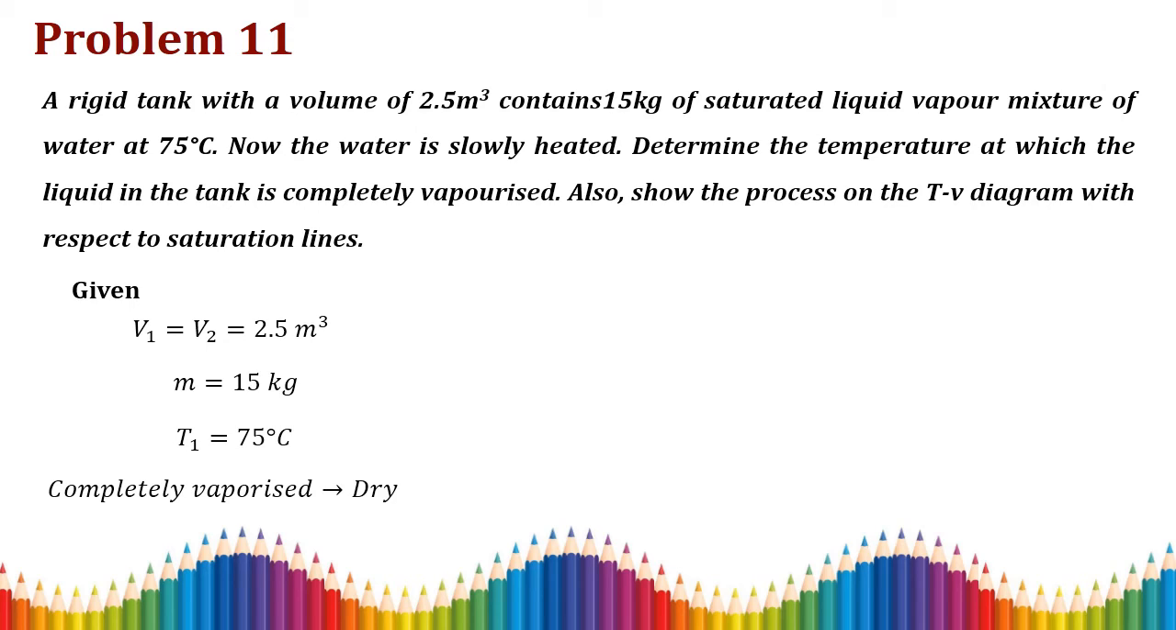So initially the mixture is water, and then it is heated in the second stage. So T1 is equal to 75 degrees Celsius. Determine the temperature at which the liquid in the tank is completely vaporized. So we need to find the temperature at which the liquid will change completely into the vapor stage. We need to find T2. Also show the process in a T-V diagram with respect to the saturation lines.